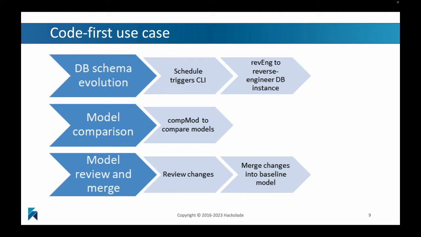And see what's currently in production, right? The database schema that is currently in production, how does it compare to what we have agreed to? And then we can say, okay, maybe we need to review those changes and potentially merge that into the baseline model. As you can see here, all of the first 3 steps can be done automatically, right?